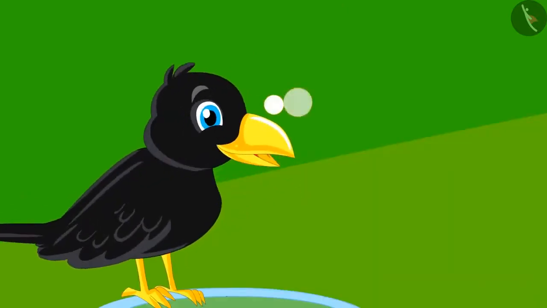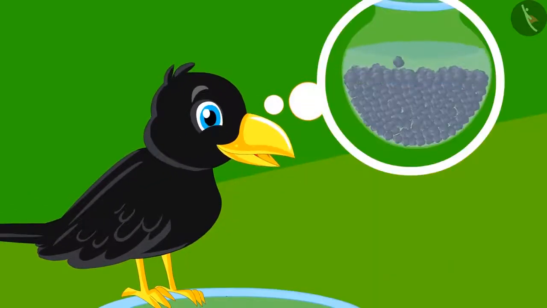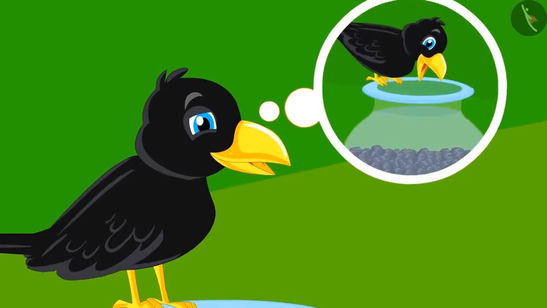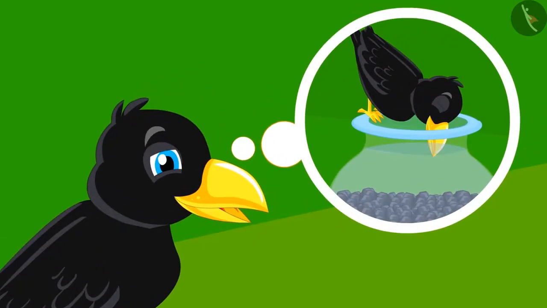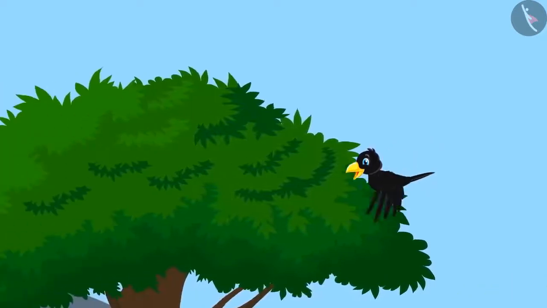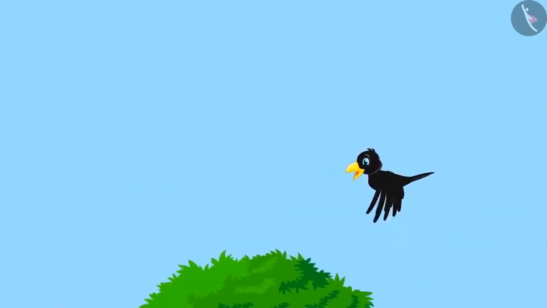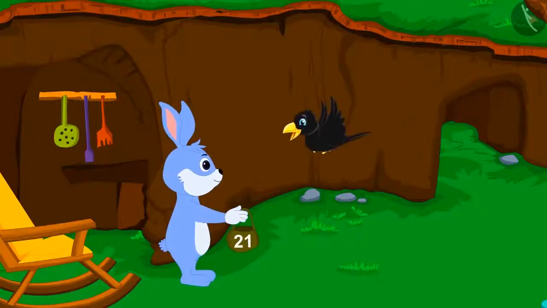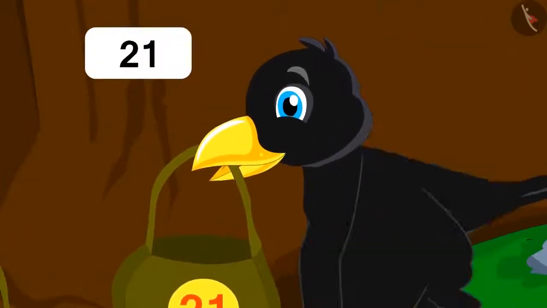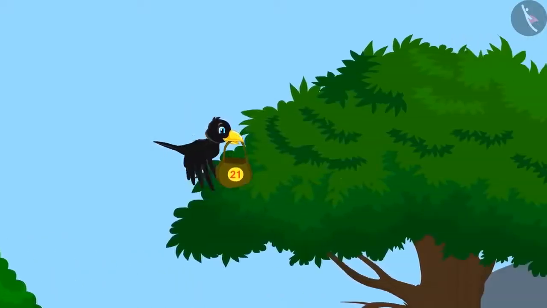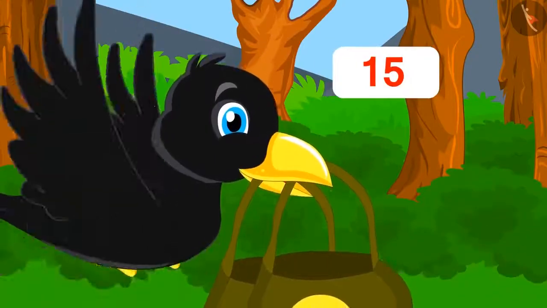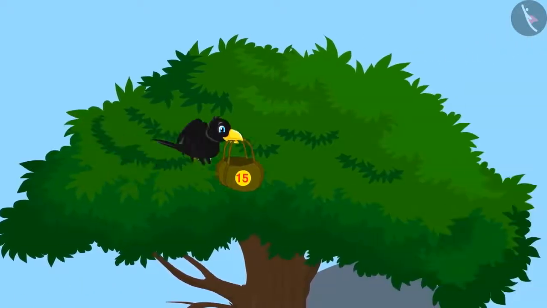The crow got an idea. He thought that if he puts stones in the pitcher, the water in the pitcher will rise up and then he will be able to drink the water easily. The crow set out in search of stones. First, he went to his friend Bunny Rabbit. Bunny gave him 21 stones. Then he went to Gaggu Hippo, and Gaggu gave him 15 stones.